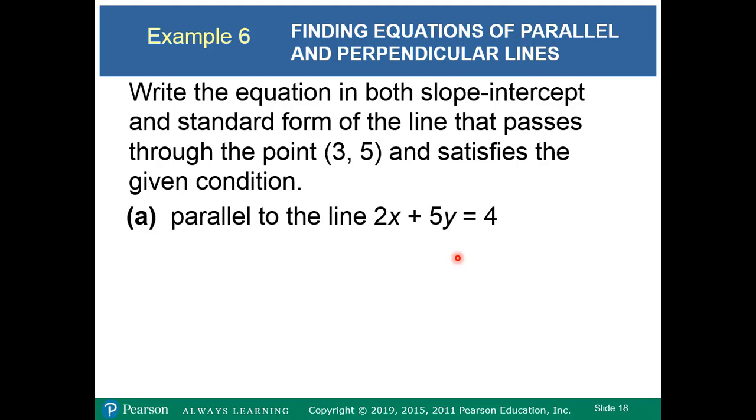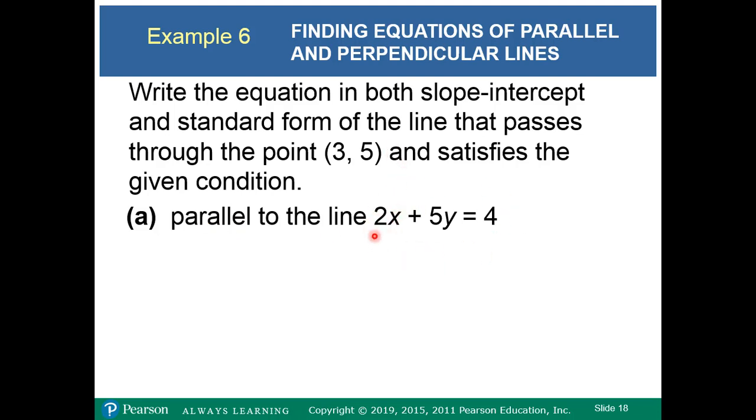So if we look at this, we want to write the equation in both slope-intercept and standard form of the line that passes through this point and satisfies the given condition. So here we want the equation of a line that goes through this point and is parallel to this line. Well, if we know that it's parallel, then what? We know that the lines have to have the same slope.